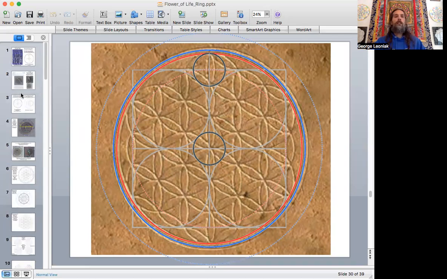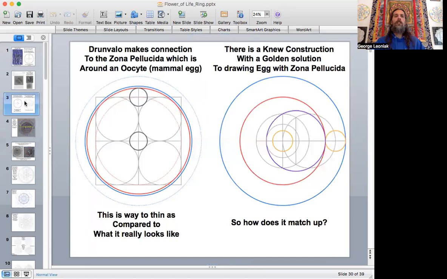However, from what I'm discovering here as I look at the measurements and do the drawings, there's really quite a bit of difference between the actuality of the Zona Pellucida around the egg, or of the egg, and deciphering it through this drawing here.